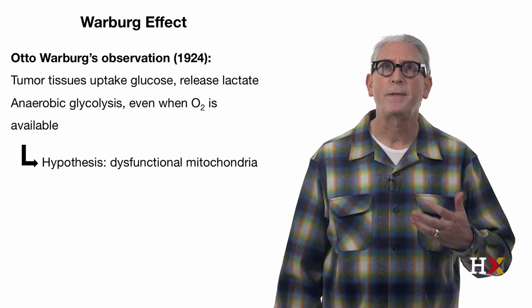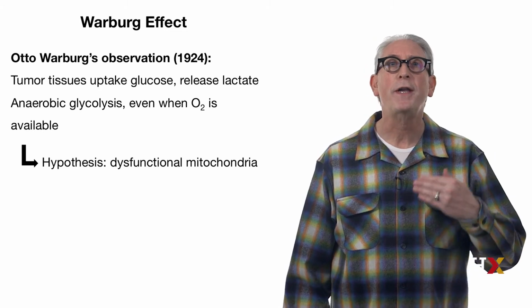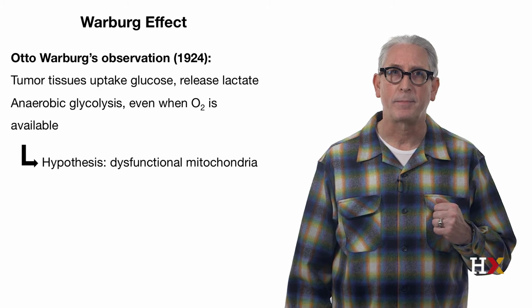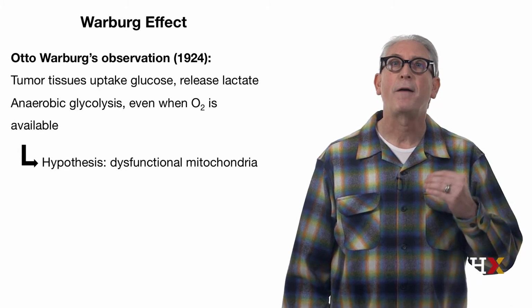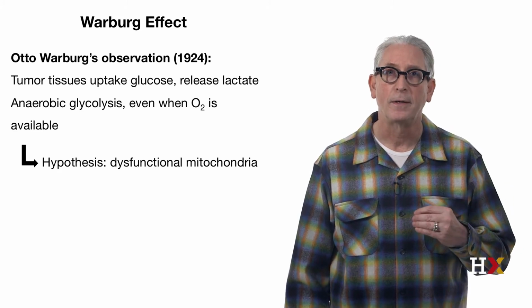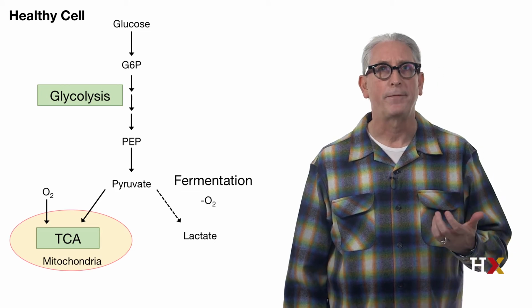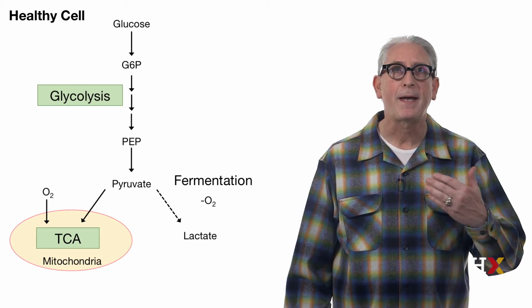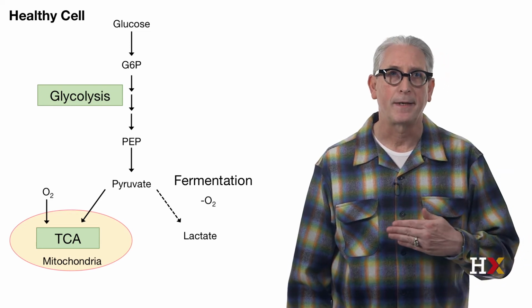Originally, it was assumed that cancer cells had dysfunctional mitochondria and were unable to complete cellular respiration. This hypothesis is incorrect, since there are very few cases of cancer characterized by non-functional mitochondria. To understand the Warburg effect, we need to compare the metabolic pathways of glucose in healthy and cancer cells.